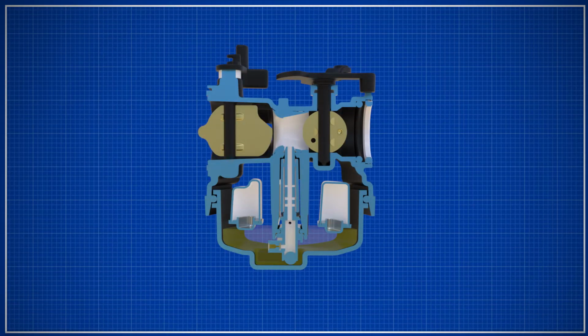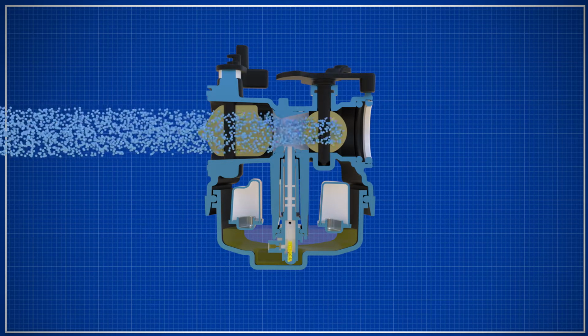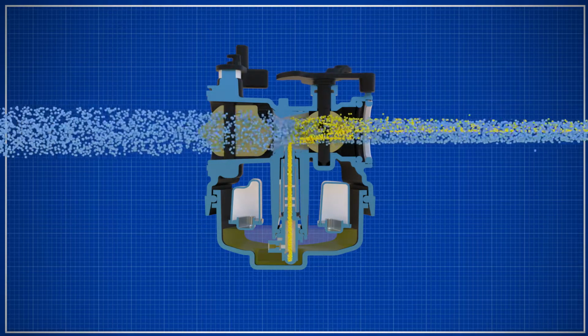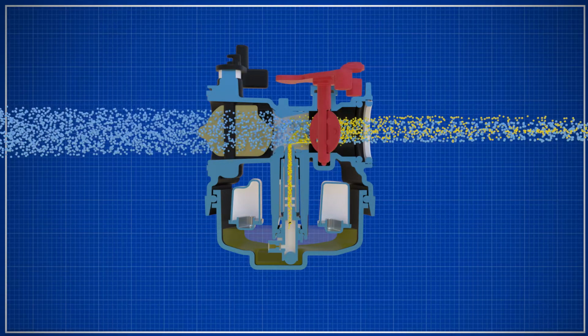What job does a carburetor do? The carburetor supplies the mixture of fuel and air to an internal combustion engine for sustained operation. The carburetor also has components for engine speed control.